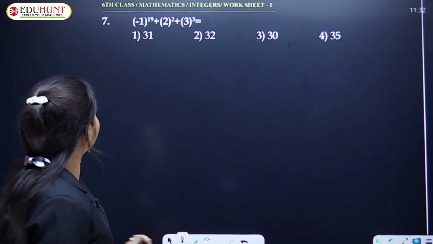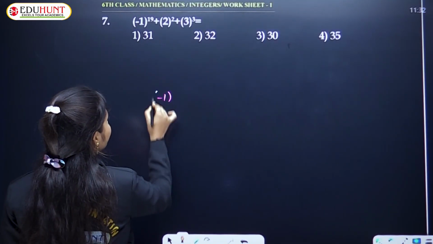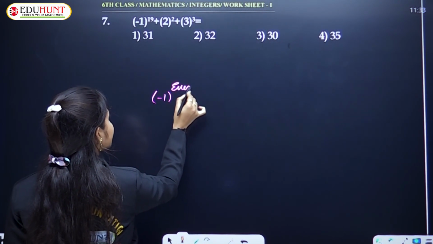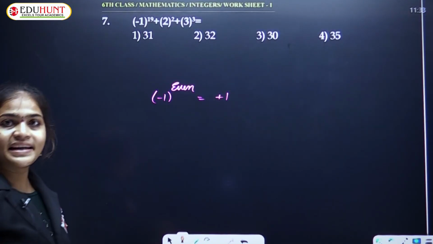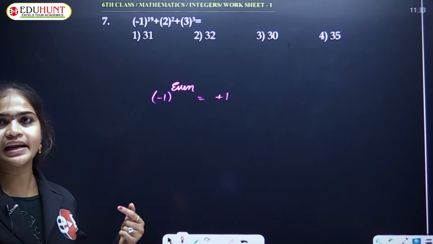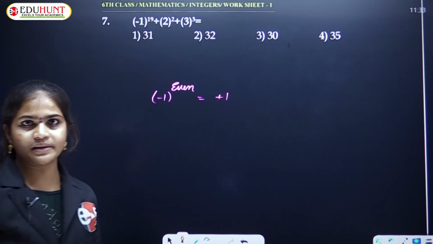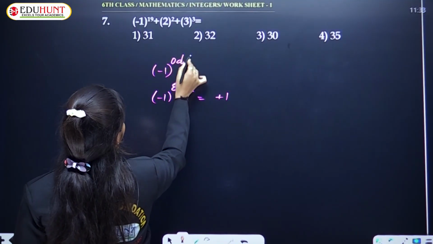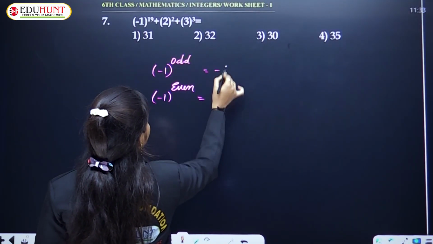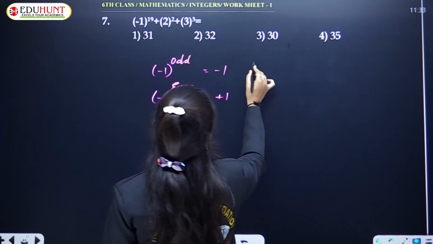What is that? See here. Minus 1 whole power 19. Children, here minus 1 to any even power gives plus 1. Minus 1 to any even number, the result is plus 1. In the same way, minus 1 to any odd power, the value is minus 1. Why? I'll tell you one example.